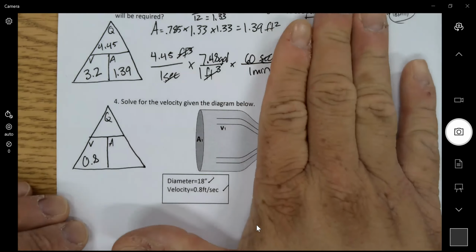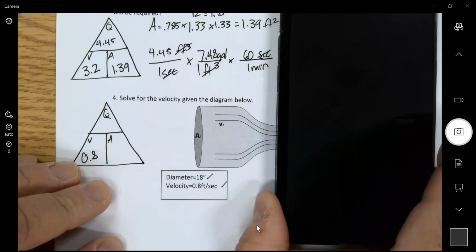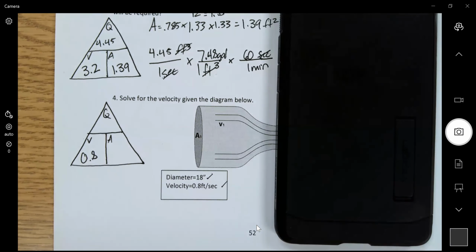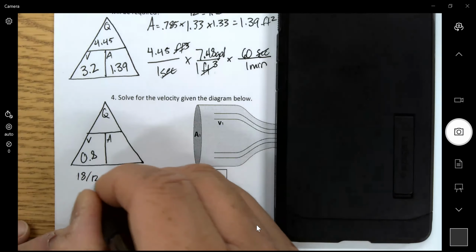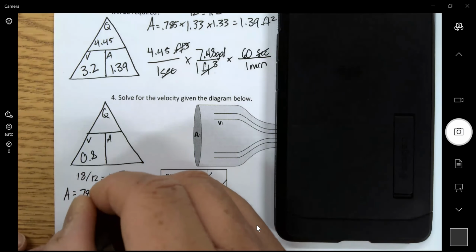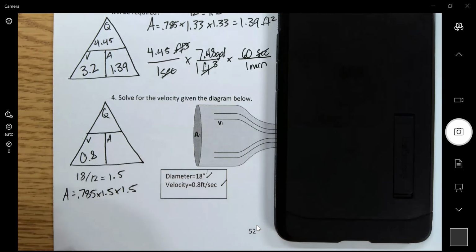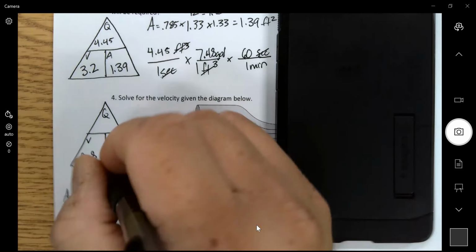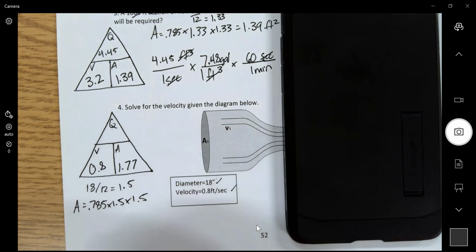So what you need to do is ignore that. Let's just ignore that part of the equation for now, okay? Can I solve for my area given I have 18-inch? Well, absolutely. I just do 18 divided by 12 first off. So 1.5 feet, okay? The area equals 0.785 times 1.5 times 1.5. Do we all agree with that? Because that'll give me my area. I get 1.77. So what would my flow rate be for this side? How would I determine it? 0.8 times 1.77, right?